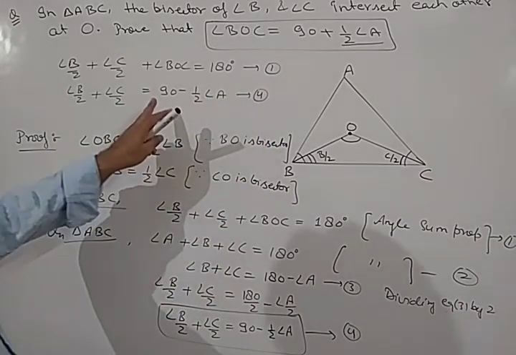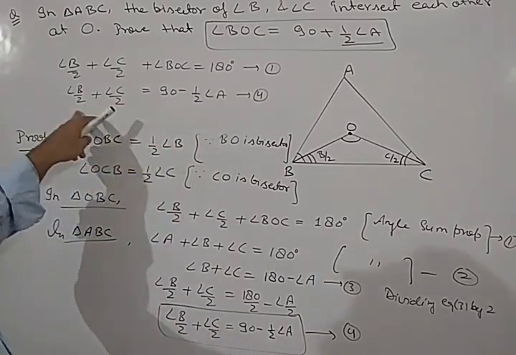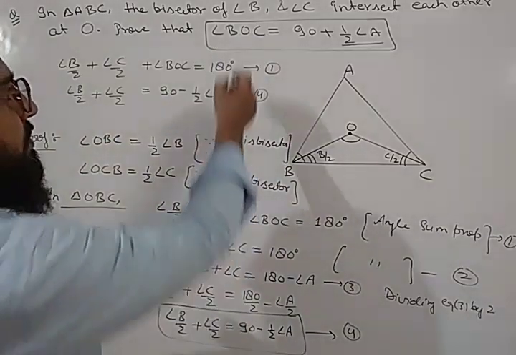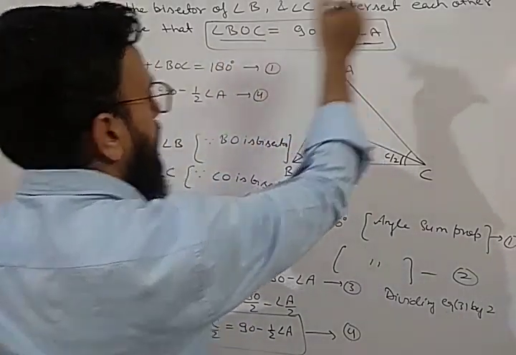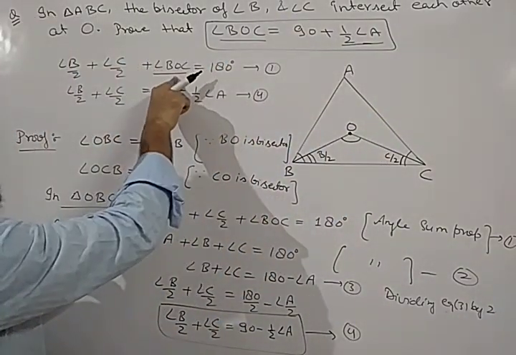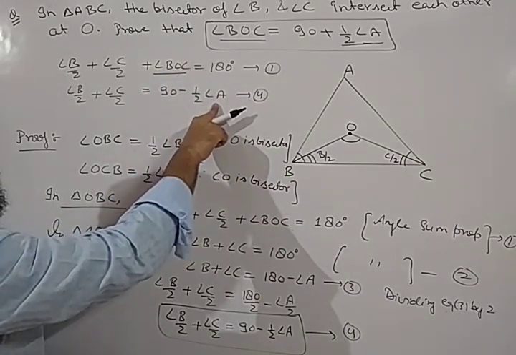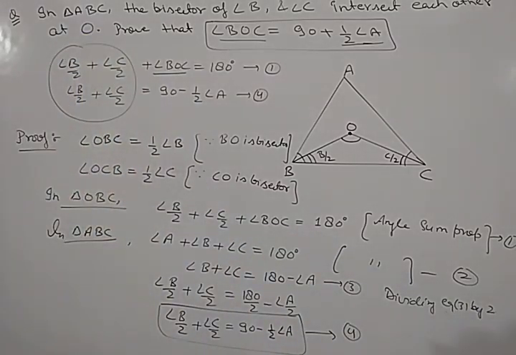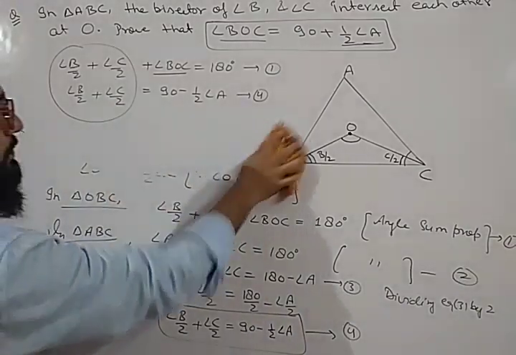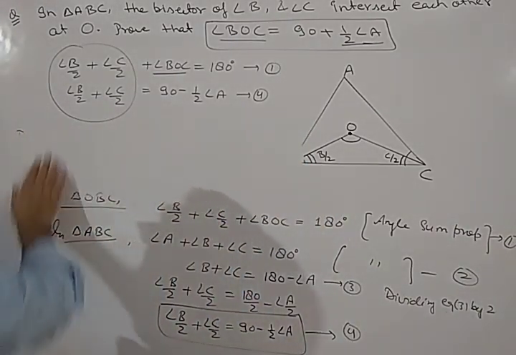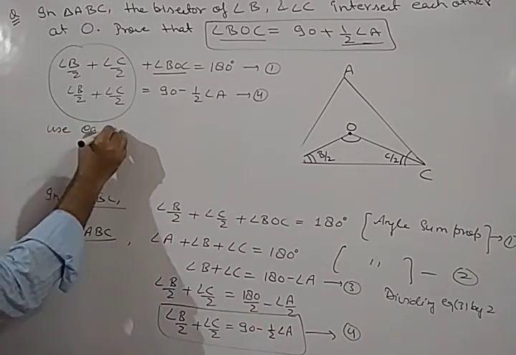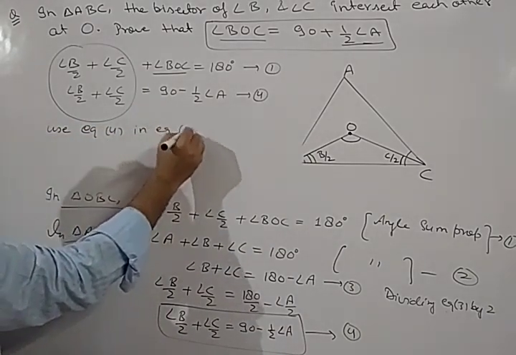Now from equation number 4, we will put the value of B by 2 and C by 2 in equation 1, because we have to get the answer in terms of only BOC and half of angle A. We are getting angle BOC in the first equation and angle A in the fourth equation. So we have to eliminate these terms, that means we have to eliminate B by 2 plus C by 2. For eliminating it, we will use equation 4 in equation 1.